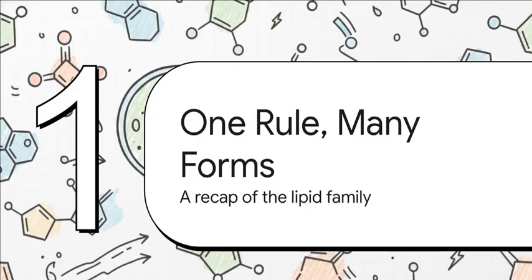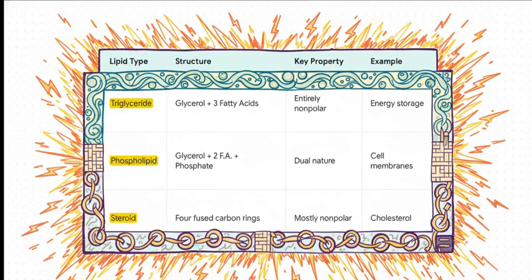Okay, let's zoom out for a second and just appreciate what's going on here. We have all this amazing variety, all springing from one super simple chemical principle. When you put them all side by side like this, it just clicks. The triglyceride is like a pure energy storage brick, simple and efficient. The phospholipid, with its split personality, is the master architect, building the walls of our cells. And the steroid, with its unique ring shape, acts like a tiny molecular messenger, carrying signals throughout the body. Completely different structures, totally different jobs, but all part of the same family because they follow that one simple rule.